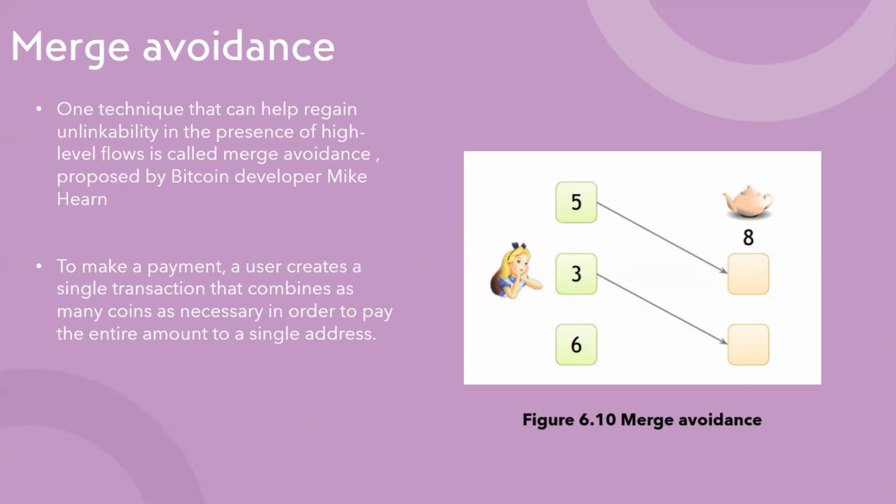One technique that can help regain unlinkability in the presence of high-level flow is called merge avoidance, proposed by Bitcoin developer Mike Hearn. To make a payment, a user creates a single transaction that combines as many coins as necessary in order to pay the entire amount to a single address. The merge avoidance protocol enables this by allowing the receiver of a payment to provide multiple output addresses, as many as necessary. The sender and receiver agree upon a set of denominations to break up the payment into and carry out using multiple transactions, as you can see in the figure.